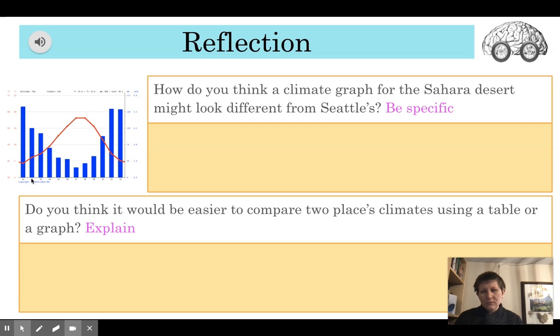Would they be shorter? Would they be taller? Would they be the same the whole year? Would they change during the year? Talk about those things in your answer. And then think about if it's easier to compare two different climates. So if you had a graph for each of the Sahara and the Seattle, or a table for the Sahara and the Seattle, which one do you think would be more useful to compare those two different places' climates? And explain why you chose either a graph or a table as a better tool for comparison here.